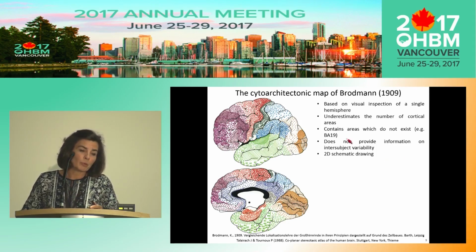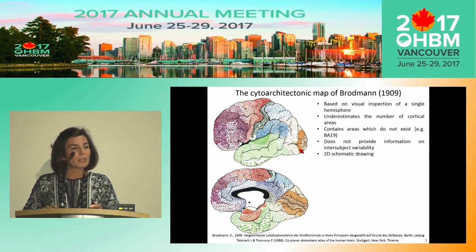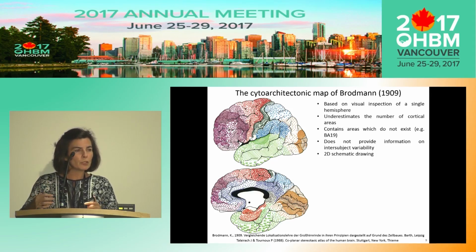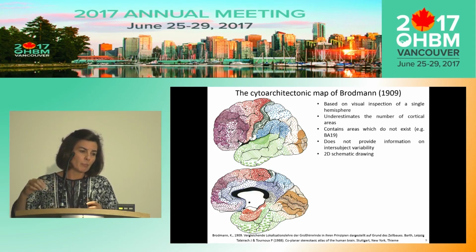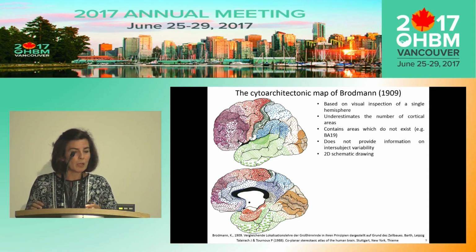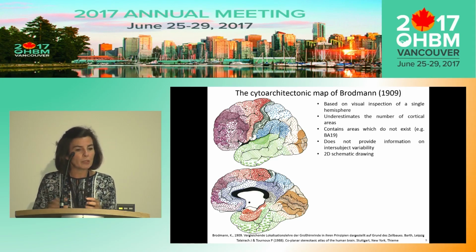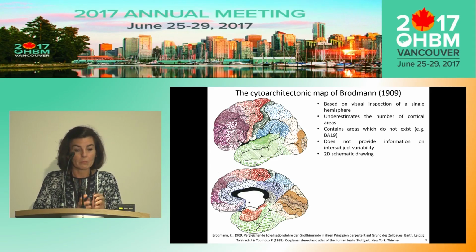Because, for example, Brodmann's area 19, which is this part of the cortex here on the lateral surface, and this part here on the medial surface, doesn't exist in the sense that even if you add up all the functional imaging studies or all the different microstructural studies carried out in this part of the brain, and you put them together like a puzzle, you're not going to obtain Brodmann's area 19. So obviously here he made some sort of a mistake, basically.